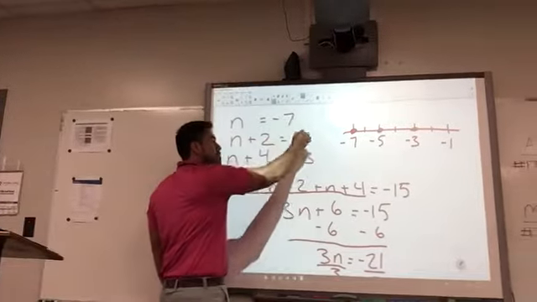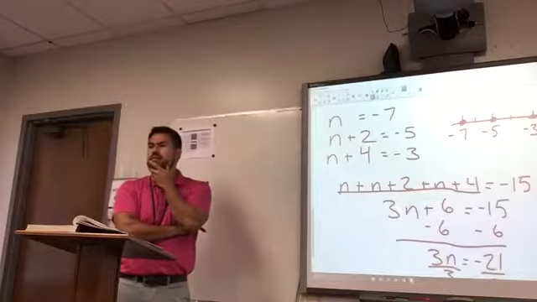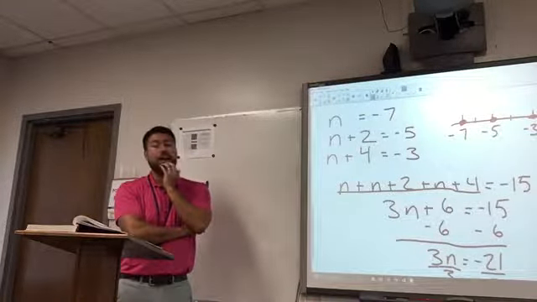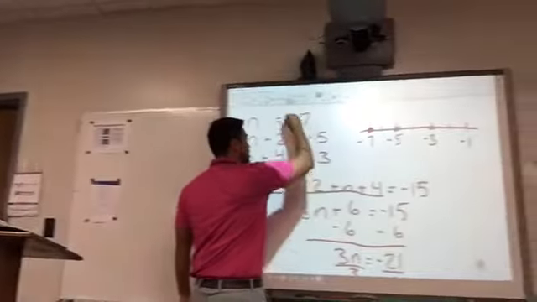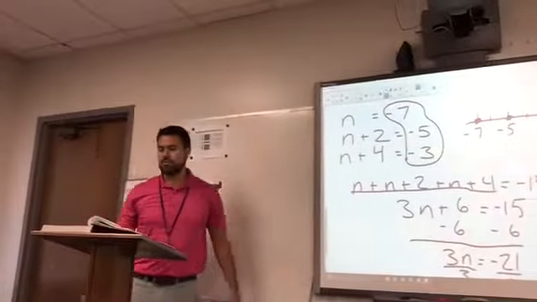Do these 3 numbers add up to be negative 15 though? I don't know. Do they? Yeah. These are the 3 consecutive odd integers. That's your answer to example number 4. Okay?